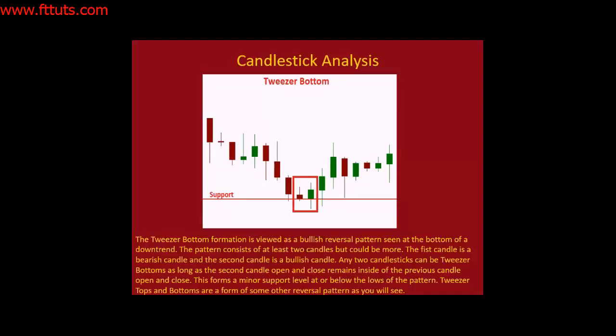The tweezer bottom formation is viewed as a bullish reversal pattern seen at the bottom of a downtrend. The pattern consists of at least two candles, but could be more. The first candle is a bearish candle, and the second candle is a bullish candle. Any two candlesticks can be tweezer bottoms as long as the second candle open and close remains inside of the previous candle open and close. This forms a minor support level at or below the lows of the pattern. Tweezer tops and bottoms are a form of some other reversal pattern, as you will see.